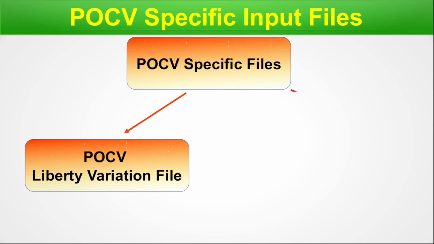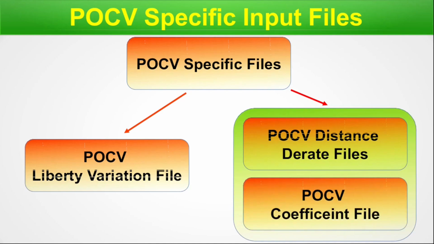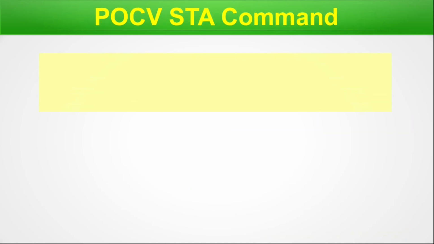And the second way is we combine two types of files together. The first one is the POCV distance derate files, and the next one is the POCV coefficient file. So we have two different approaches of giving the POCV input files. One is the LVF file, which is on your left side, and on the right hand side there is a combination of distance derate file and coefficient file, which have to be provided together to the POCV engine. So once you deal with the tool, you will come across these files. So in a short and sweet manner, this slide is already discussed. Let's move on to the next slide. POCV STA command.